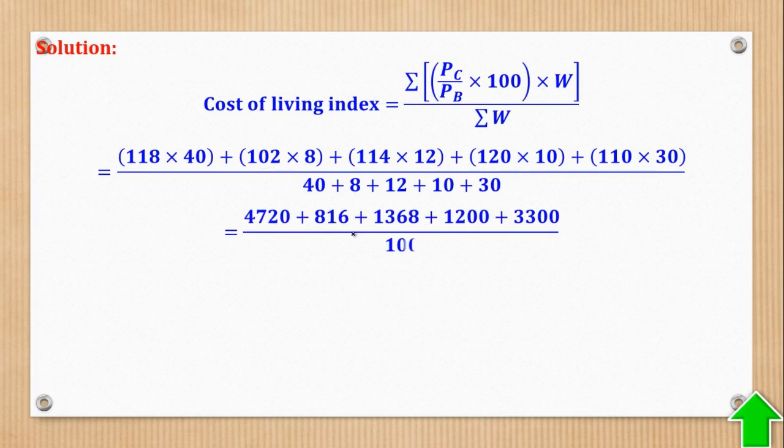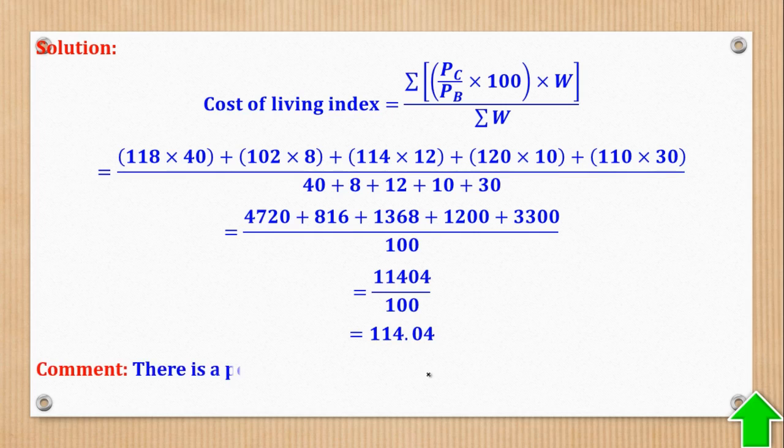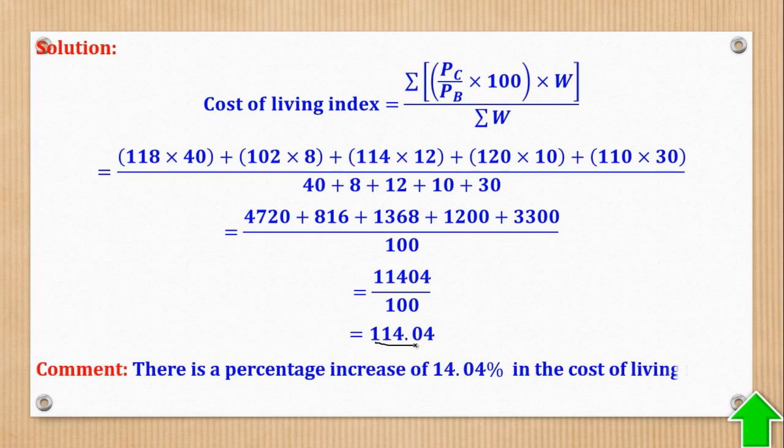Now when you simplify, we come up with that, simplify further, come up with that, and then use the calculator to give you this. The difference between this and 100 is 14.04. Therefore, the comment is that there is a percentage increase of 14.04 in the cost of living index of the given items.